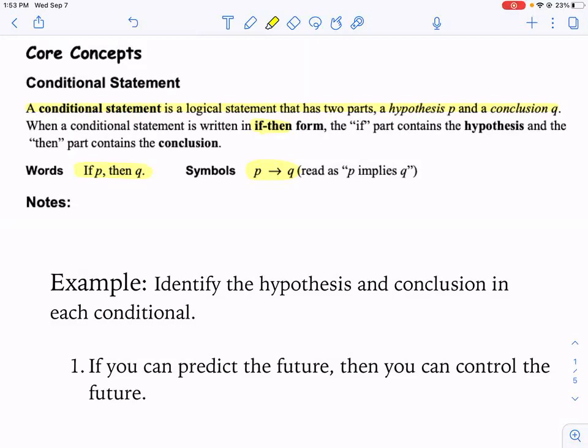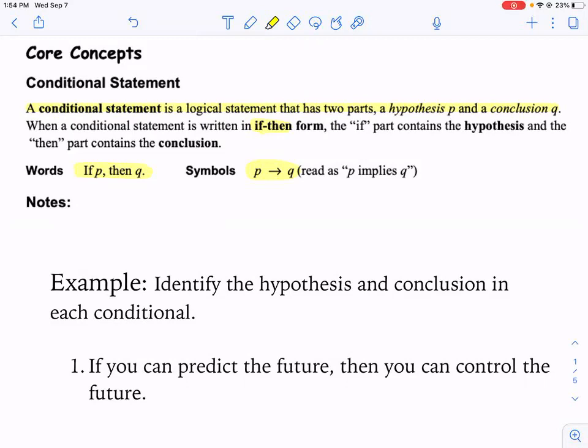Implies, like, okay. If you got a 95%, that implies you got an A. Like it makes it true. Okay.